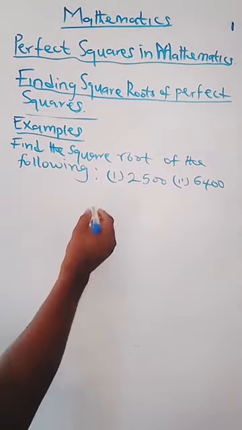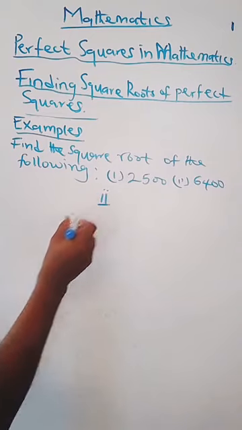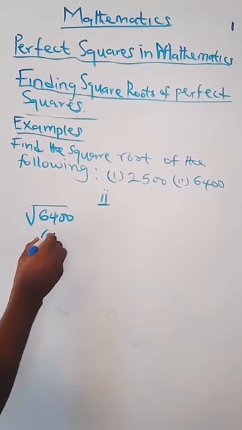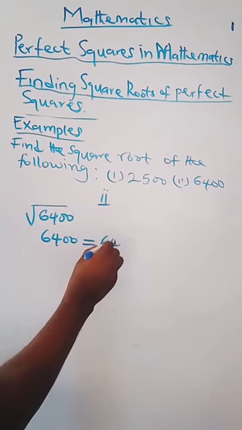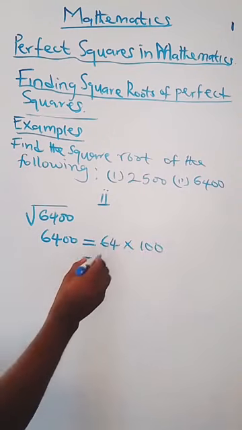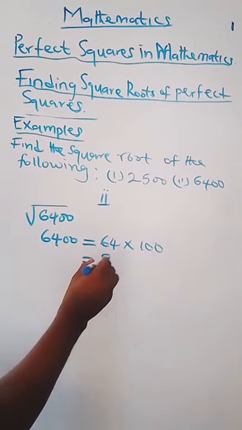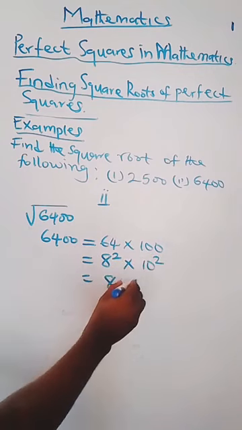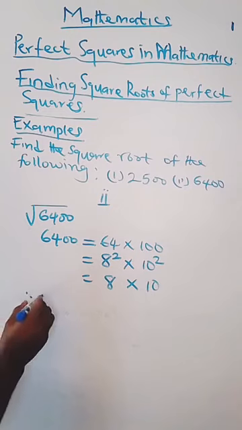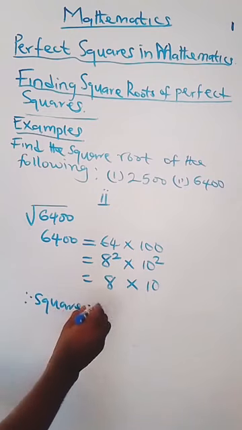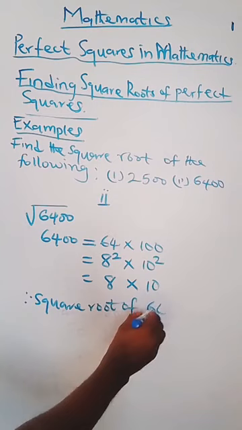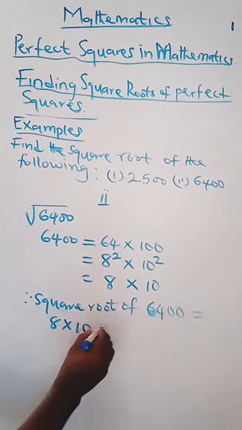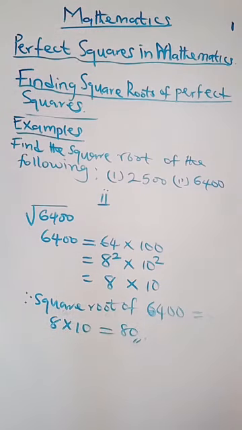Now, let us look at the second question. Example 2. We want to look at the square root of 6,400. First, let's analyze 6,400. 6,400 is 64 times 100, alright? 64 is 8 times 8. So 6,400 is 8 square times 10 square. You pick one from here, 8. You pick one from here, 10. Therefore, square root of 6,400 is 8 times 10 equals 80. So it's as simple as that.